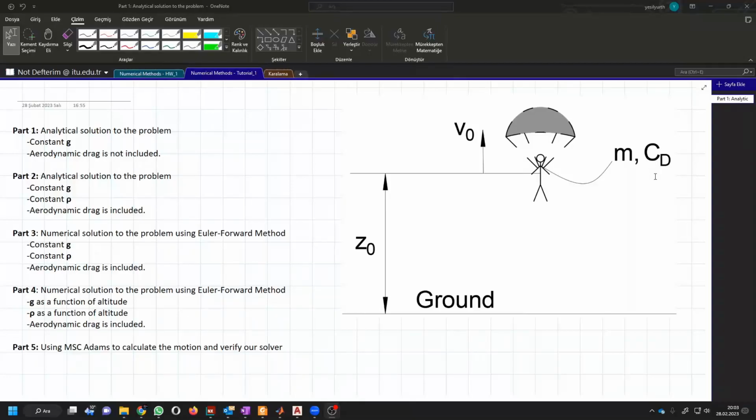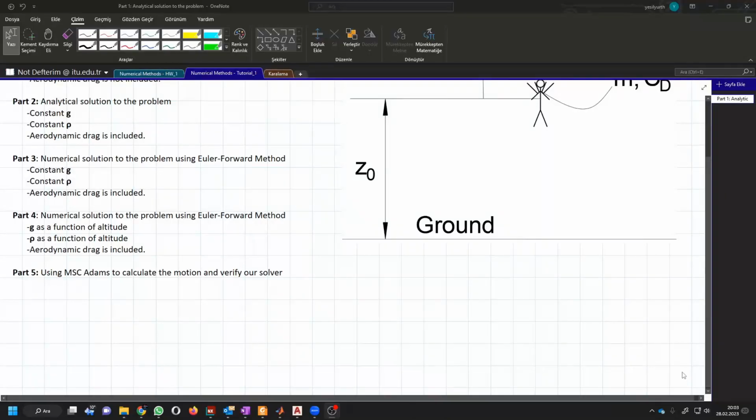In this problem, we will only have an aerodynamic force in vertical direction. So this corresponds to an aerodynamic drag coefficient, which is denoted by CD here. So before diving into differential equations, we shall define the degree of freedom concept first. So what is degree of freedom?